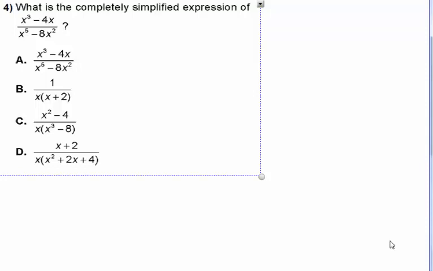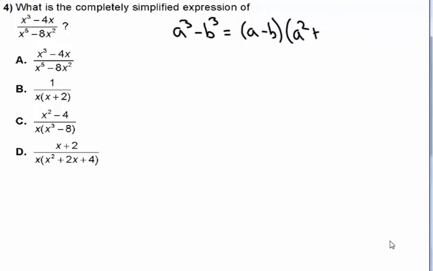Okay, so we need to completely factor this in order to get it simplified. One rule we're going to need here is what we have when we have something cubed minus something cubed. It factors to a minus b times a squared plus ab plus b squared.